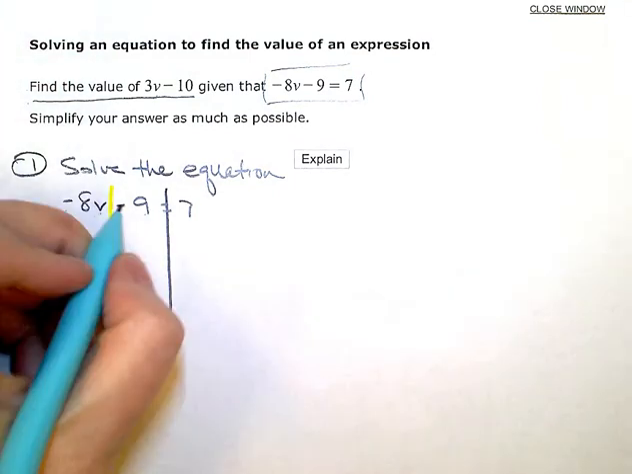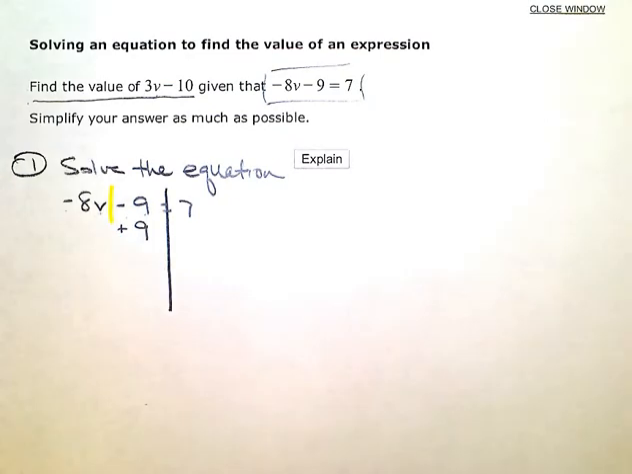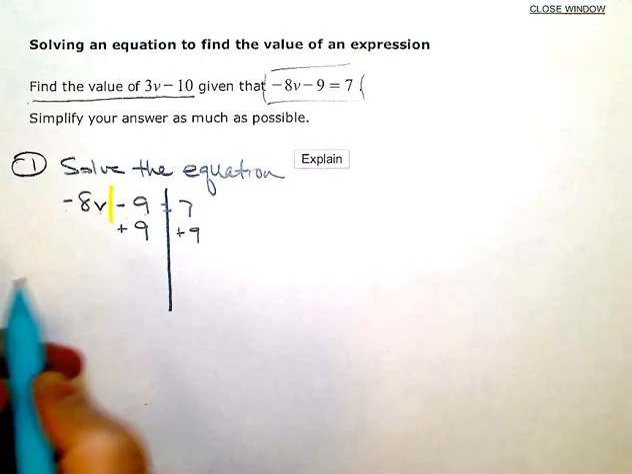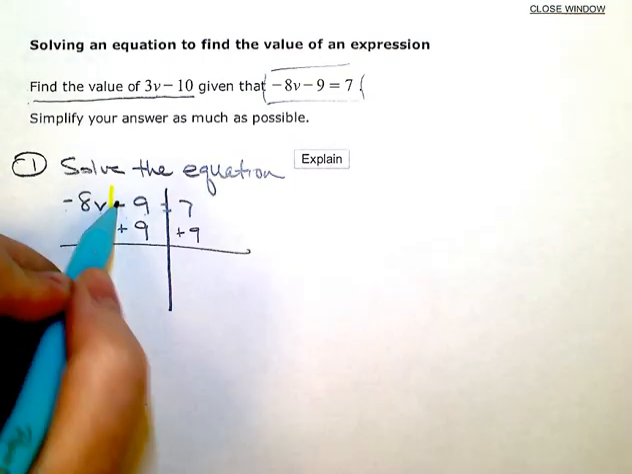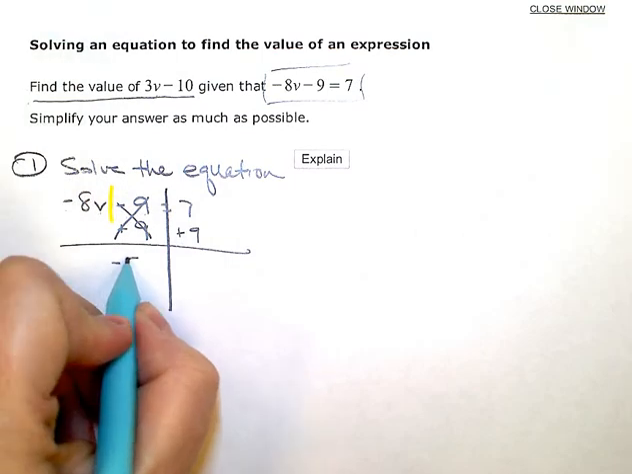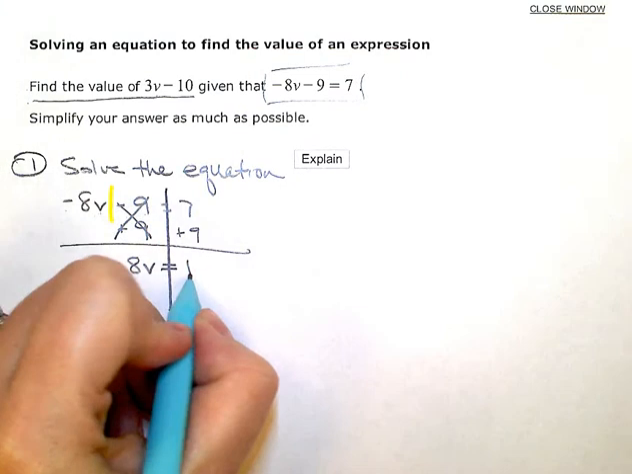So I'm going to work on this minus 9 first. The opposite would be to add 9, and then to keep my equation balanced, I'm going to do that same thing on the other side. So that'll eliminate it from the left, and I'll be left with negative 8v. On the right, I will have 16.